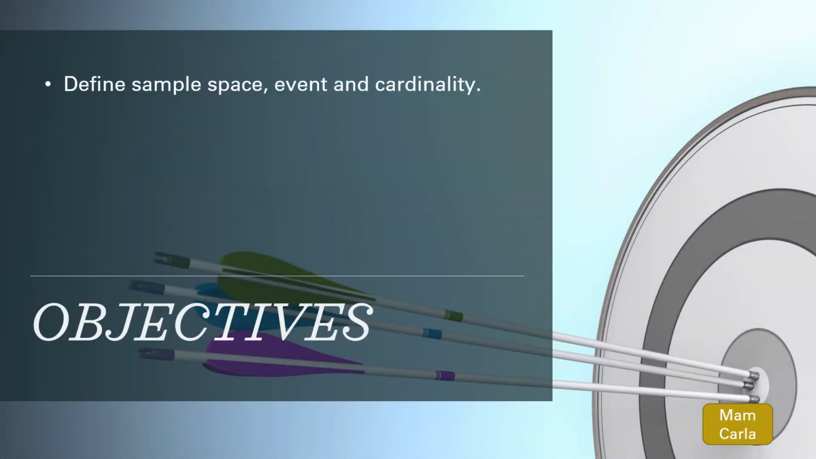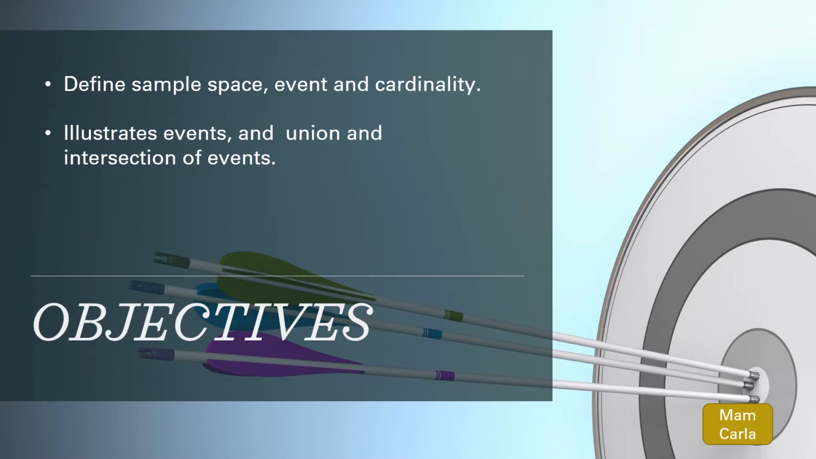We have the following objectives for today's lesson. Define sample space, events, and cardinality. Illustrate events and union and intersection of events. Now let's start.